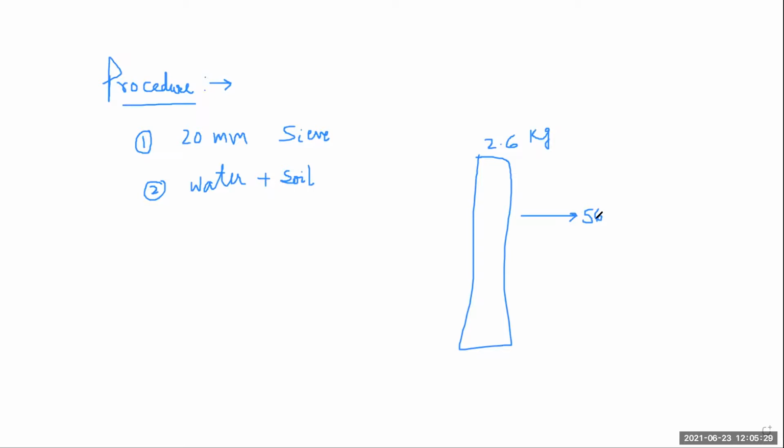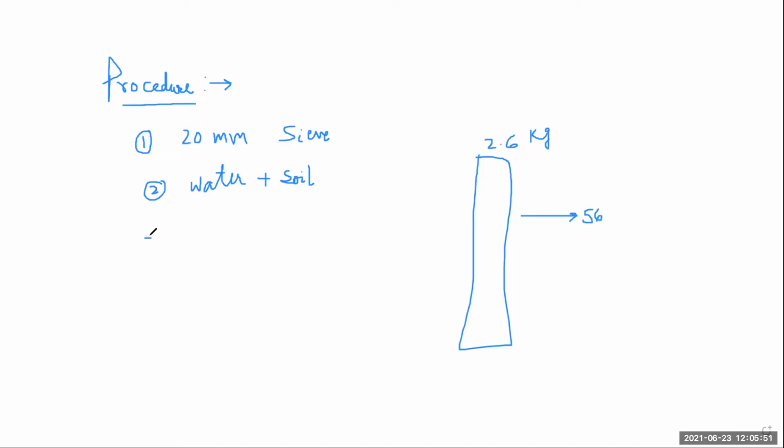Next, the penetration plunger is brought in contact with the soil, and a load of 4 kg, this is our setting load, is applied so that contact between soil and plunger is established. Then the dial readings are adjusted to 0. Load is applied such that the penetration rate is 1.25 mm per minute.